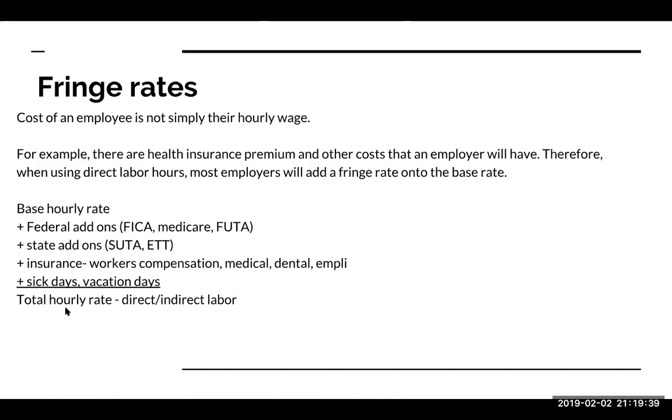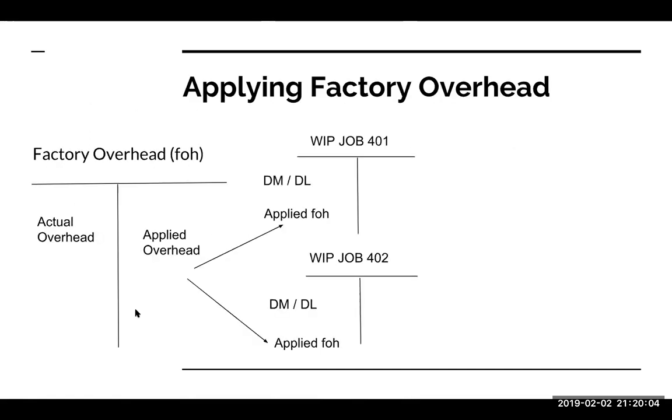And this is going to give me my total hourly rate, or essentially my base times my fringe rate to get my direct or indirect labor. I've seen some employers use as high as 30%. This right here will probably get you around 10% right off the bat. Workman's comp, medical, dental, employment practices, even more. And then when you consider sick days or vacation days, this hourly rate is actually going to be a lot higher. So how do I go through and apply factory overhead?